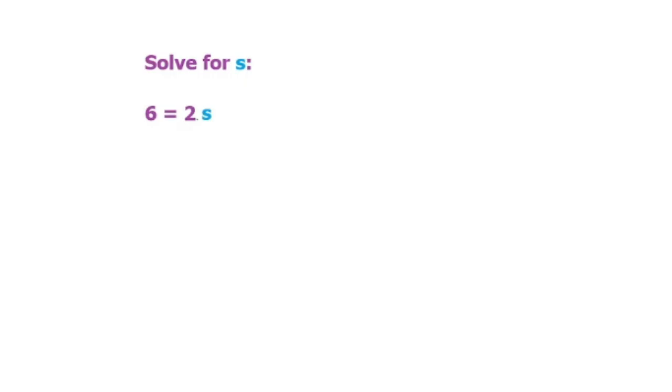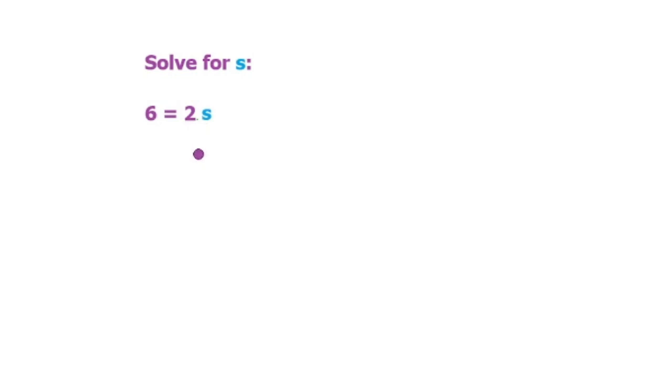Okay, so if we see a problem like this one that says solve for s, 6 equals 2s. Well, what does that mean? So s is just a number. We're just calling it a variable s because we don't know what it is yet. We're just trying to figure out what it is. So this just means 2 times a number, or 2 times s.